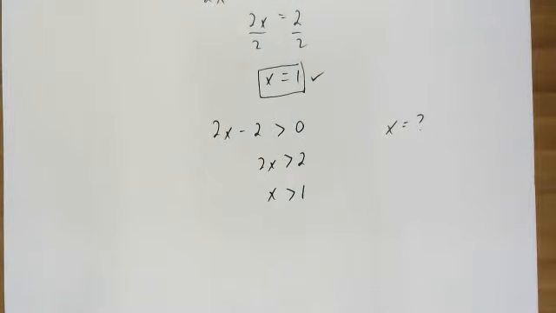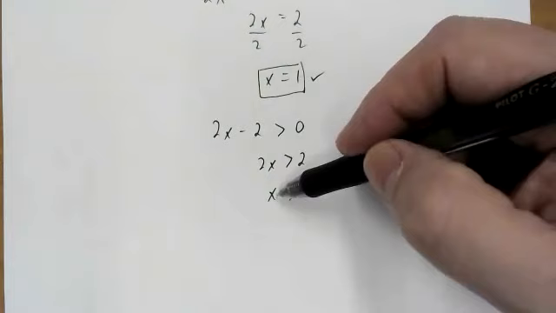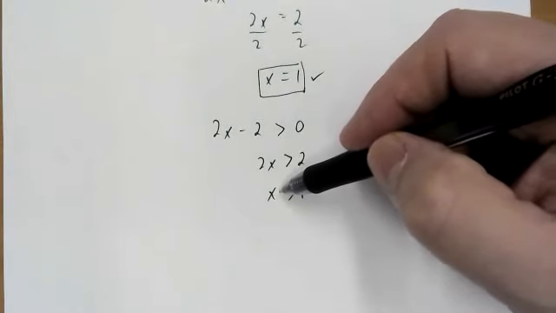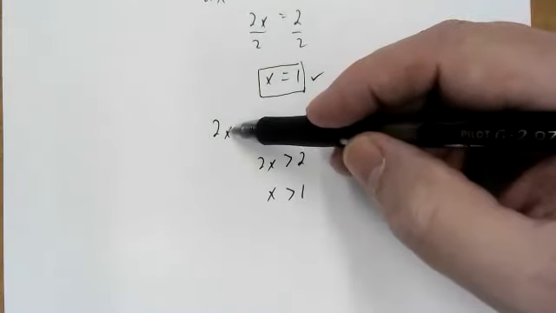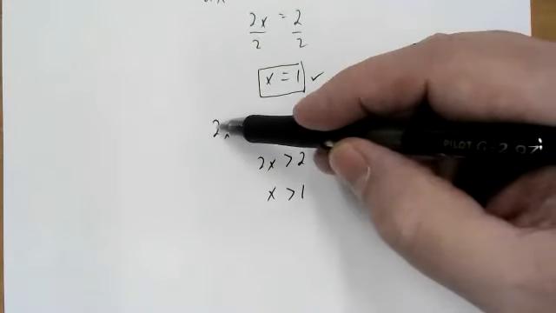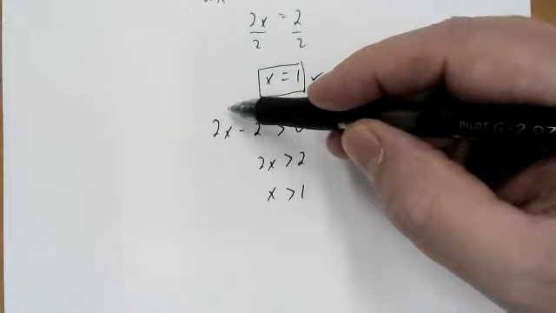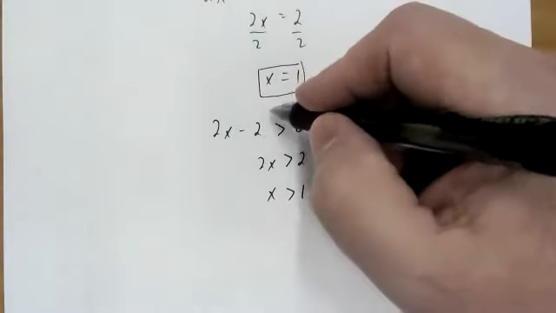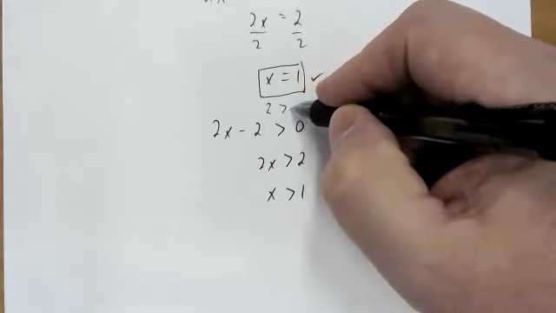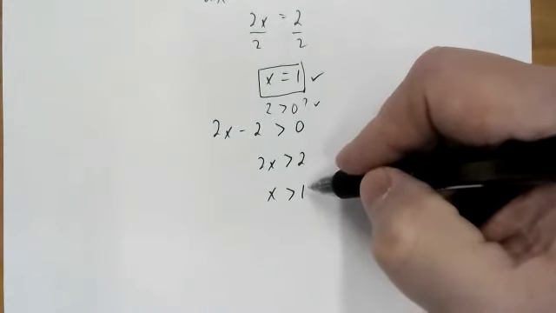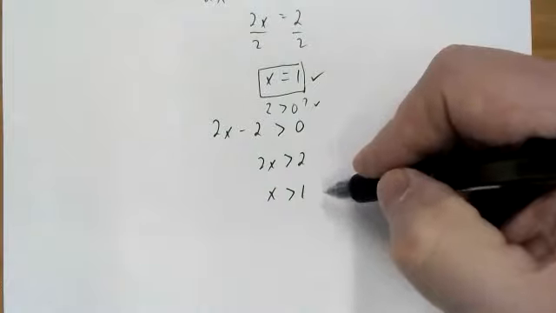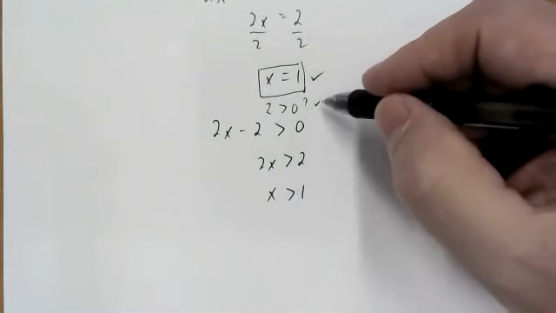So for instance, let's just say, well, how about 2? 2 is greater than 1, so 2 should be a solution. If I plug in 2 into this inequality, 2 times 2 is 4. 4 minus 2 is 2. So is 2 greater than 0? Yes, it is. So in fact, x equals 2 is a solution.